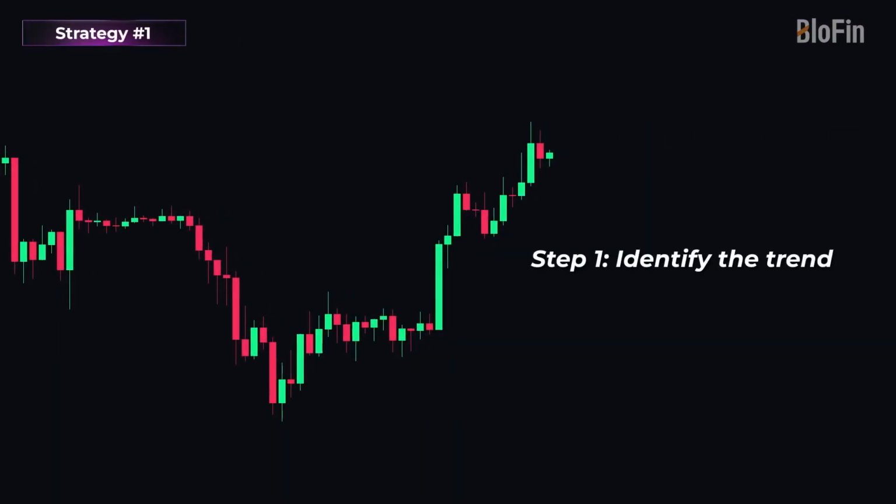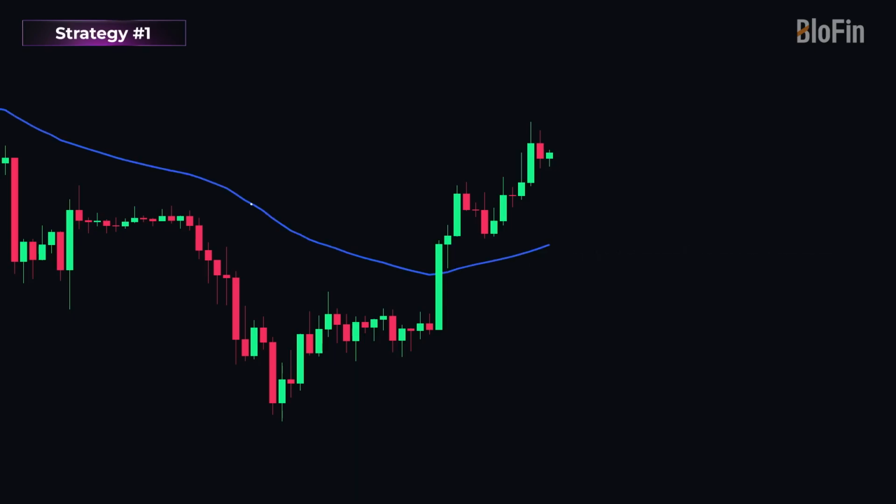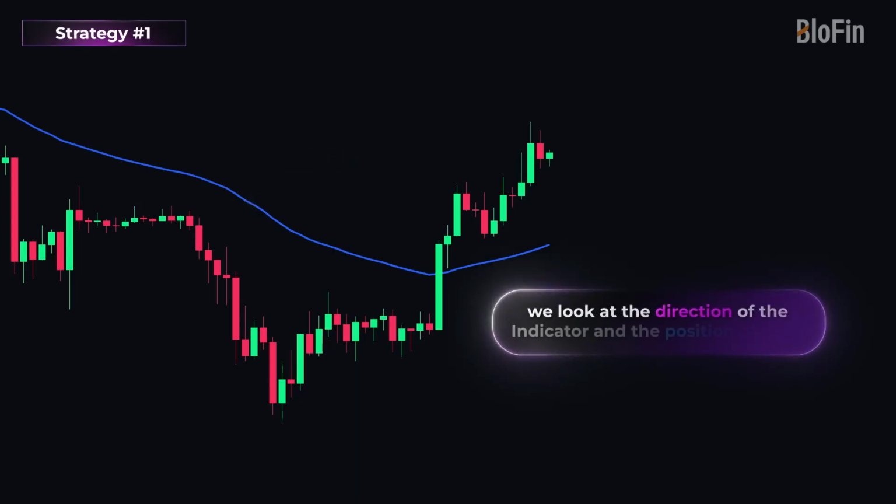So here's how the strategy works. Step 1 is to first identify the direction of the current trend. Is it an uptrend or a downtrend? The easiest way to do this is by using an indicator like the 50-period exponential moving average, or the 50 EMA for short. To identify the trend using this indicator, we simply look at the direction of the indicator and the position of the price.